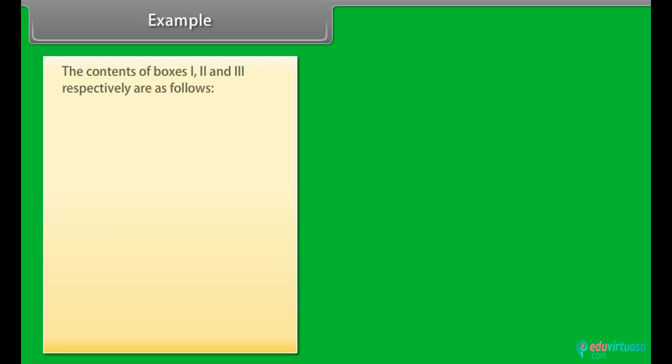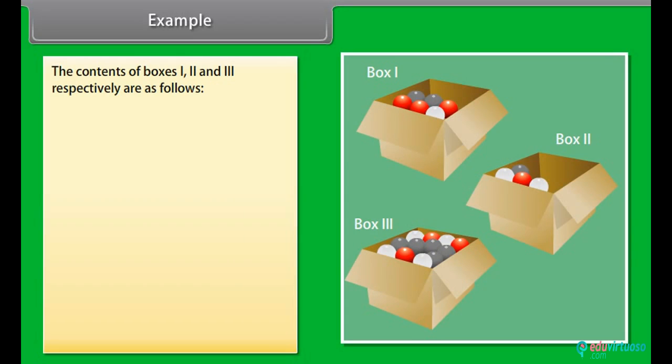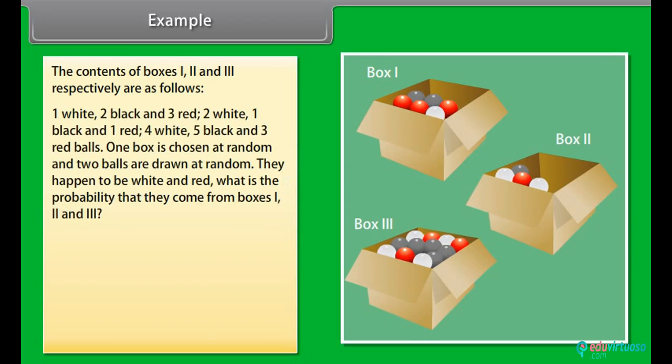Example: the contents of boxes 1, 2 and 3 respectively are as follows: 1 white, 2 black and 3 red; 2 white, 1 black and 1 red; 4 white, 5 black and 3 red balls. One box is chosen at random and 2 balls are drawn at random. They happen to be white and red. What is the probability that they come from boxes 1, 2 and 3?